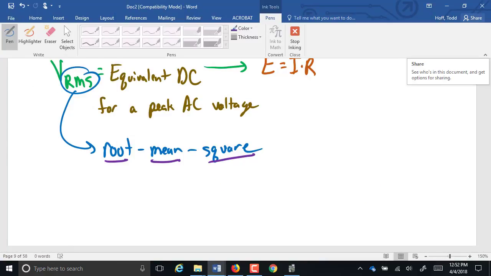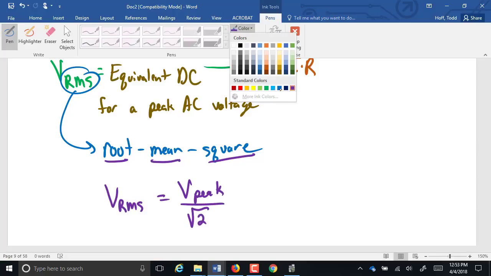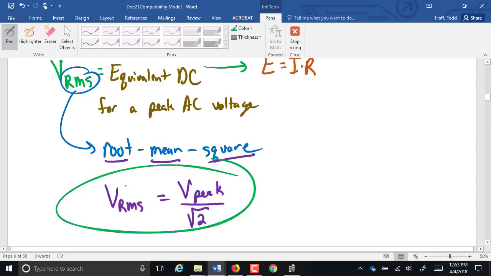So RMS, root mean square, V RMS is equal to V peak divided by the square root of 2. Now, for those of you that are math purists, you'll know that having the square root of 2 on the bottom of the fraction is really bad form, but I don't care. That's what the actual calculator is. Yeah, so this is a 170 volt peak divided by the square root of 2.